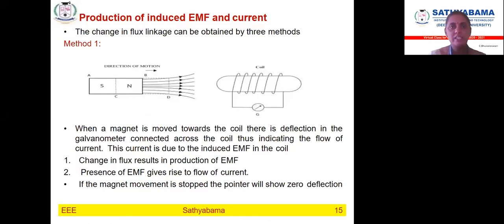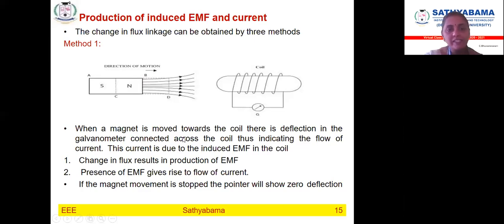I told you about induced EMF; now, how can we produce it? Three things are involved: one is the magnet moving, the other is the coil moving, and the third is the change of current. Now, first method. Let me assume a magnet with north-south poles. The magnetic lines of force flow from north pole to south pole. Now, I bring this magnet near a coil, wound and connected with a galvanometer to measure. This galvanometer will show me the deflection.